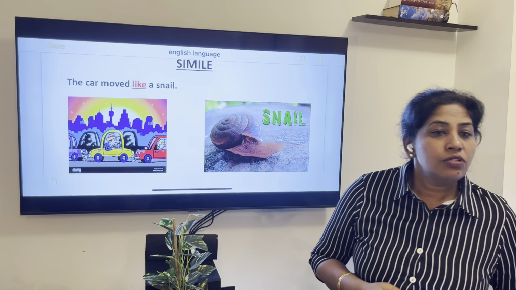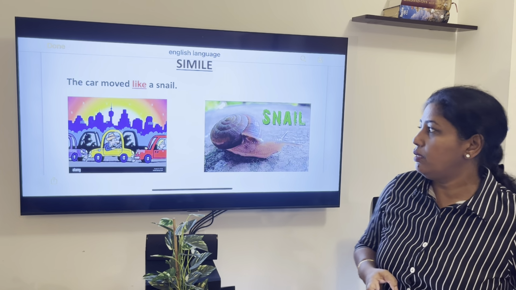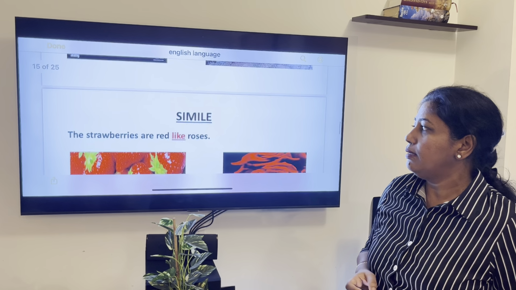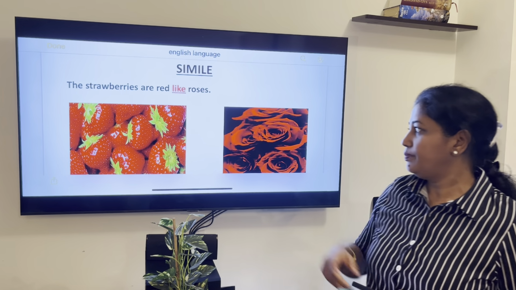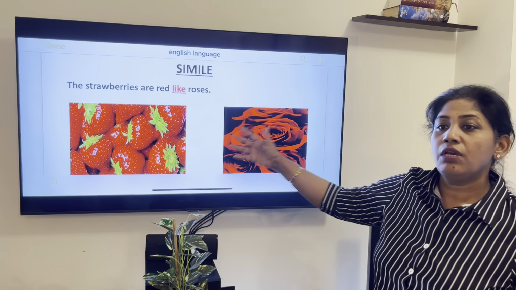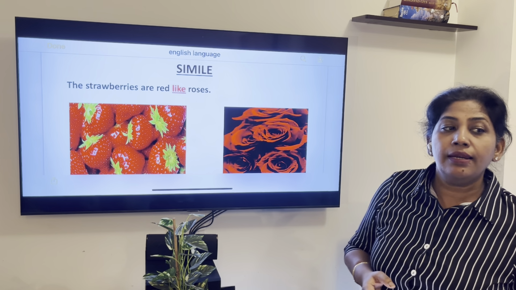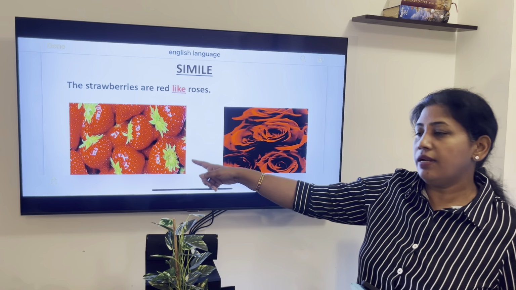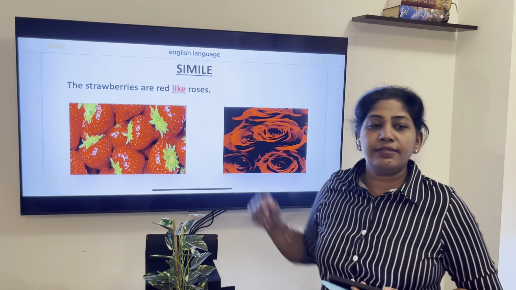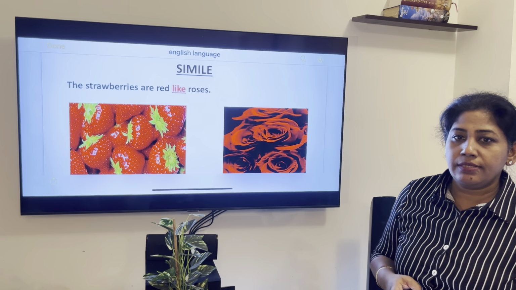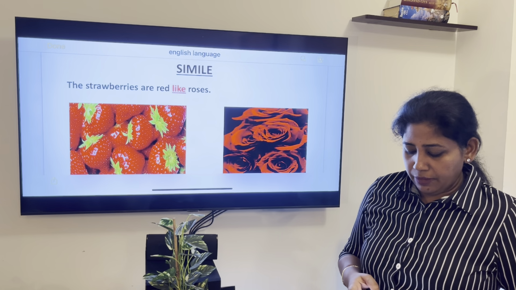Lot of traffic. So the car was moving very slowly. Car moved like a snail. The strawberries are red like roses. Comparison of strawberries to roses, and the color is compared over here. Red color strawberries to red color roses. So the use of like is there. So these sentences are similes.